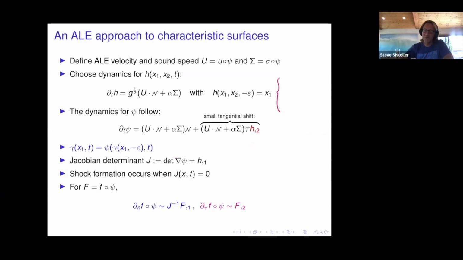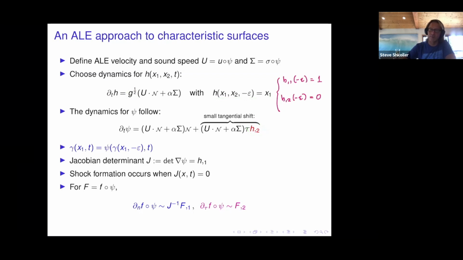You now define the ALE versions of velocity and sound speed by these capital letters, capital U and capital sigma. And now you have to choose the dynamics of h in just the right way, such that it produces the dynamics of the family of diffeomorphisms psi, which agree with the three characteristic in the normal direction. Okay? So what we do is we choose these dynamics. Partial t h is the square root of the metric times U dot n plus alpha sigma. h starts out, for each x1, as being x1. What this means is that h comma 1 at time minus epsilon is just 1, and h comma 2 at time minus epsilon is just 0.